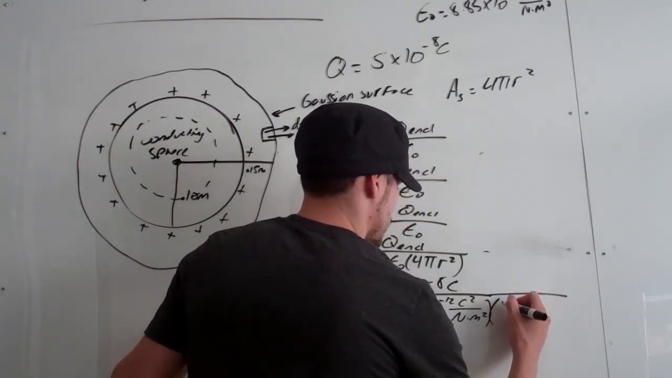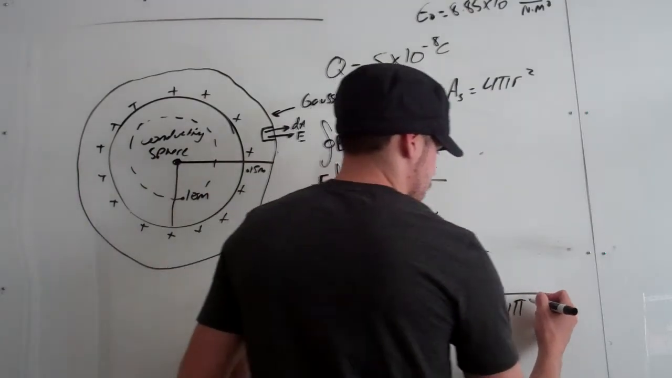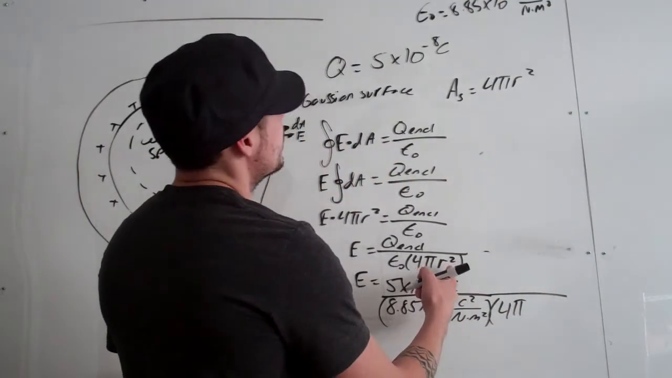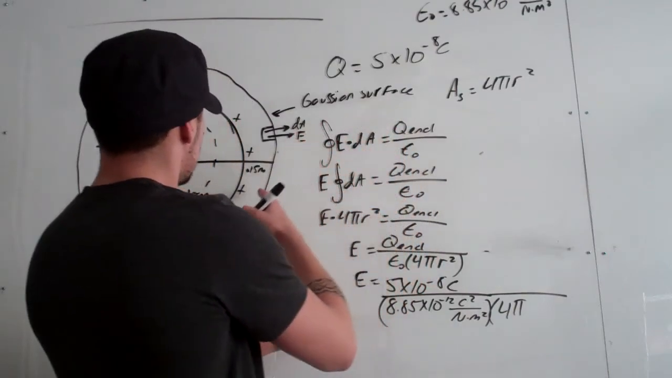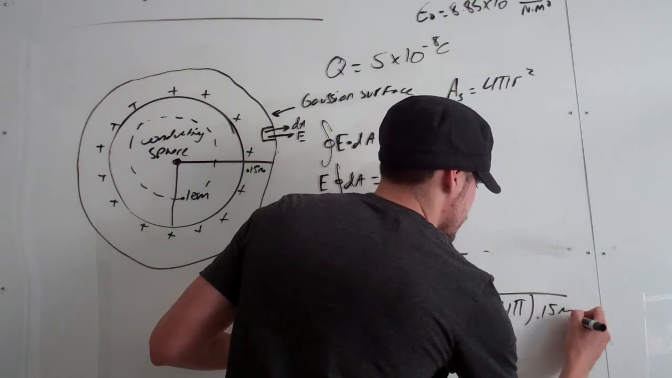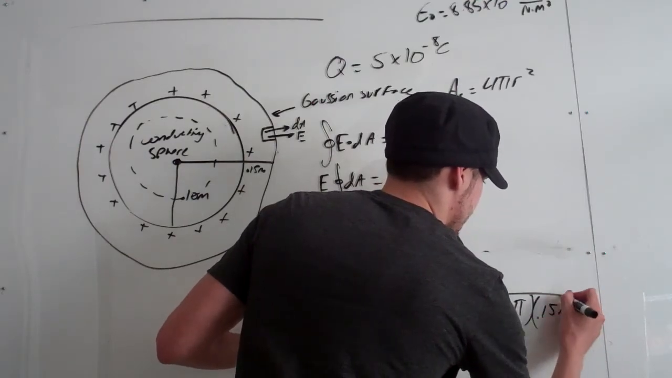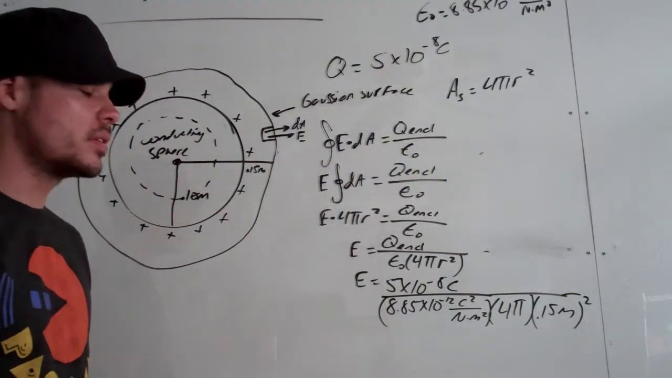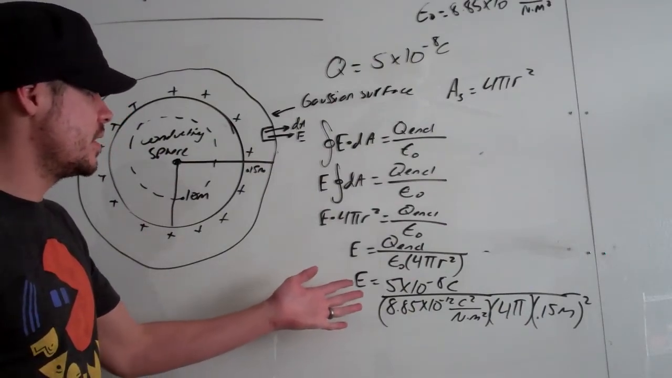times 4 pi, and this is where we're going to insert our 0.15 meters, and we'll square that, and then we'll get an E field. So plug that into your calculator, you get an E field.